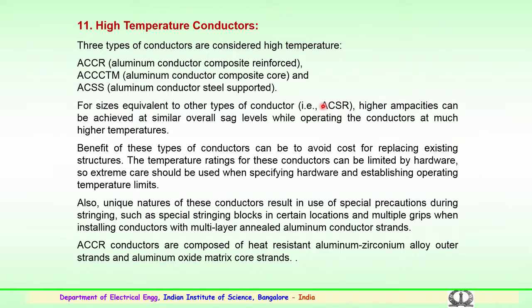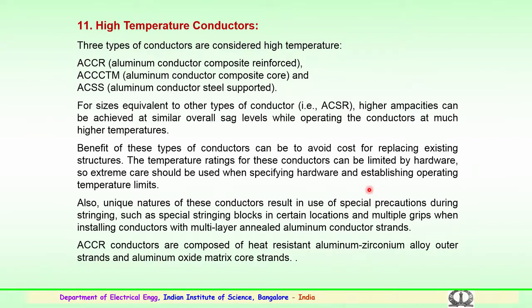These high temperature conductors have become very useful of late, and for sizes equivalent to other types of conductor similar to ACSR, for the same size of ACSR and high temperature conductors, the higher current, that is a higher ampacity, can be achieved at similar overall sag levels while operating the conductors at much higher temperature. So, normal aluminum conductors operate between 90 to 110 degrees, while the high temperature conductors operate anywhere between 200 to 250 degrees. So, a benefit of this type of conductors can be to avoid cost for replacing the existing structures.